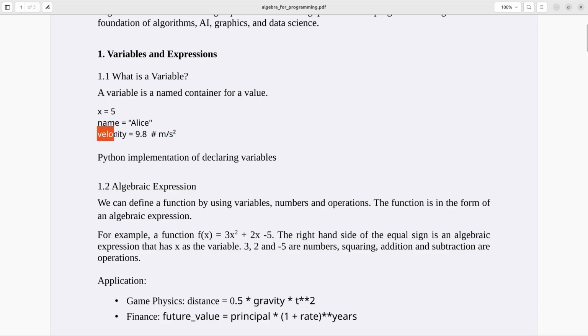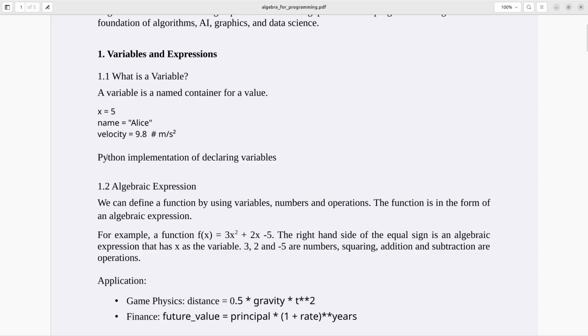And here I have another example of a variable. The name of the variable is called velocity, and it is going to store 9.8. For velocity, the unit should be meters per second, not per second squared. Okay, so this 2 has to be deleted.